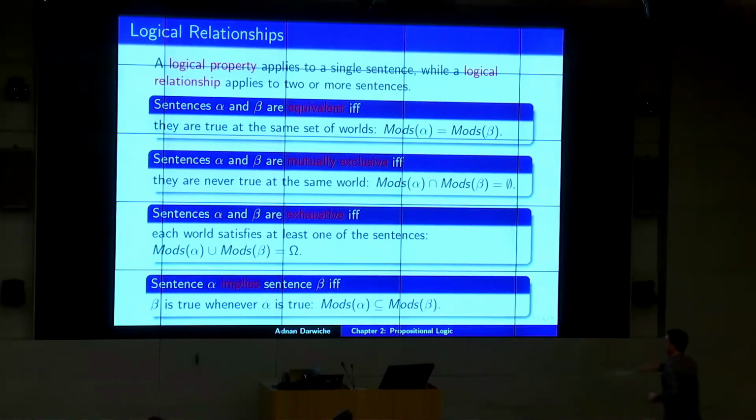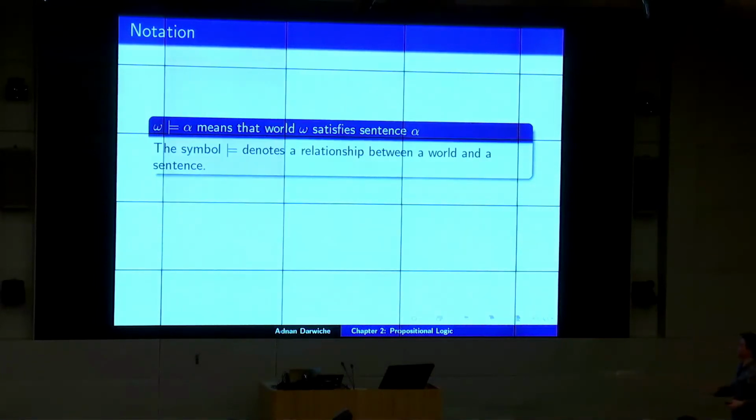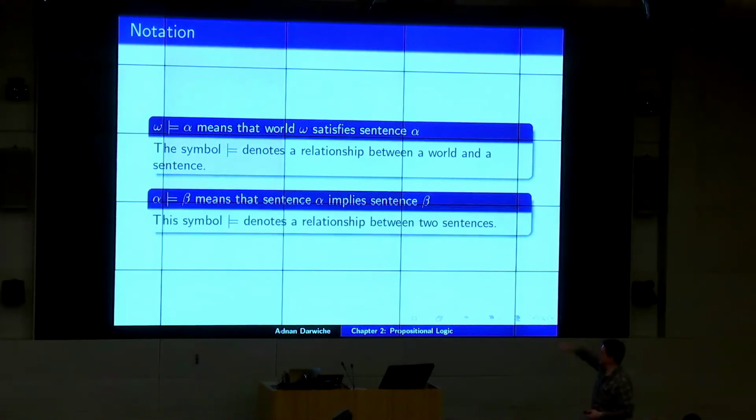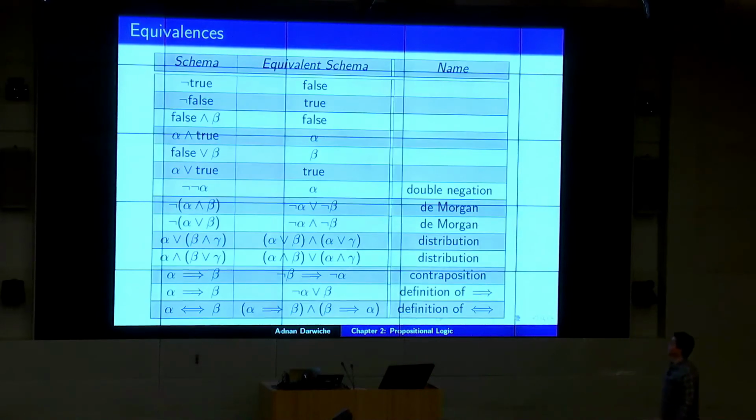So here's the definition. Alpha implies beta if the mods of alpha is a subset of the mods of beta. We're getting to that point in just a little bit. Just notation: that symbol up there says that alpha is true at that particular world. It's an overloaded symbol in logic, so you use it that way, and you also use it this way for alpha implies beta. As you can see on this side, you can have either a world or a sentence. That's okay.